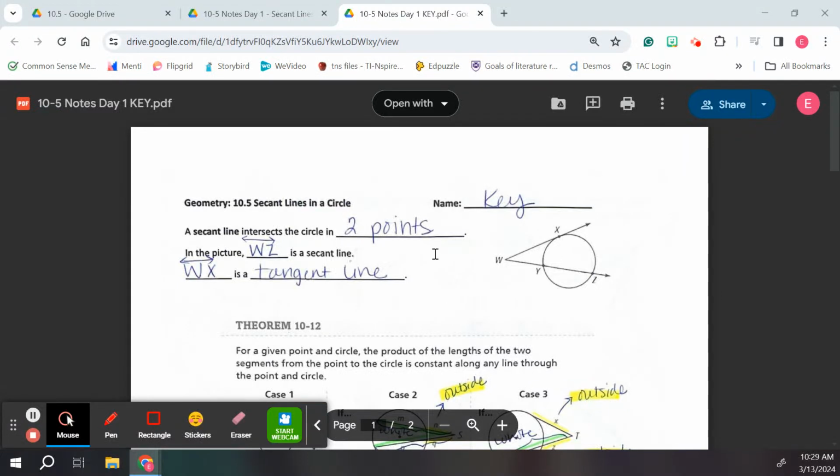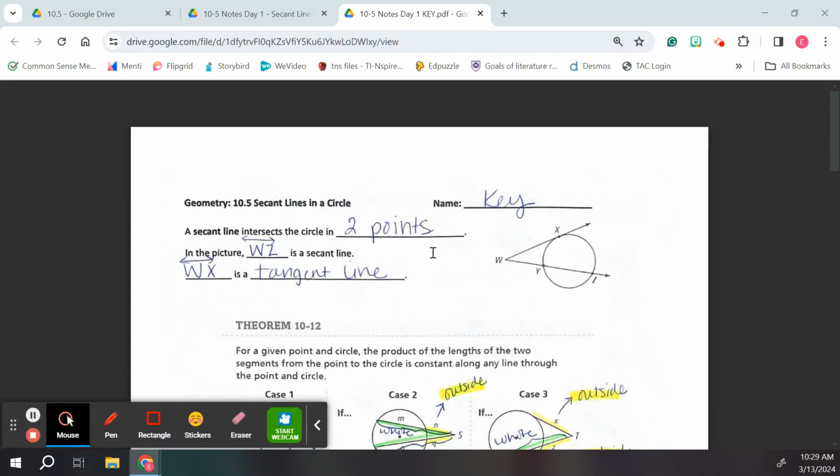Okay, so we're starting today with secant lines in a circle. Yesterday we did 10-3, which was some of the chord stuff. Now we're going to talk about secants.